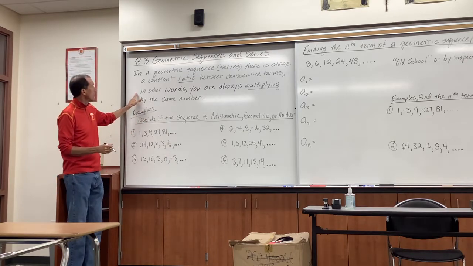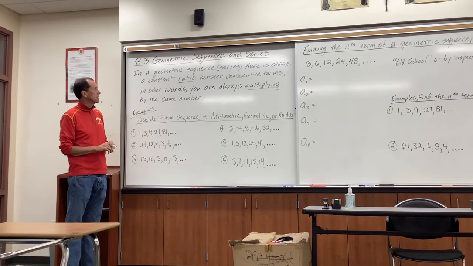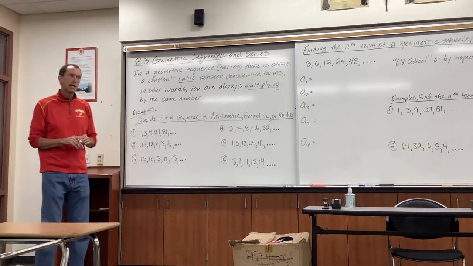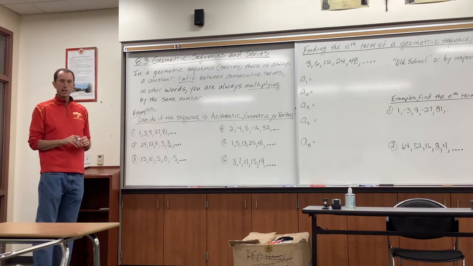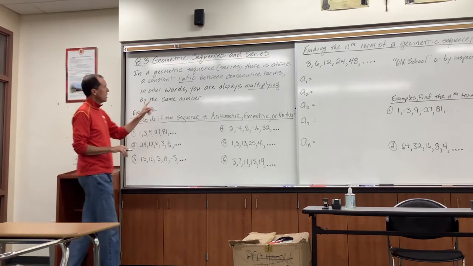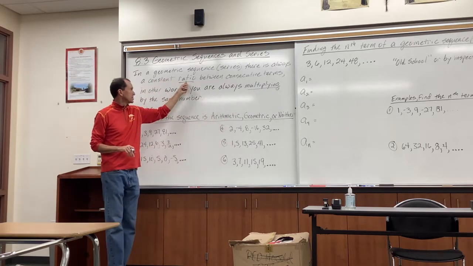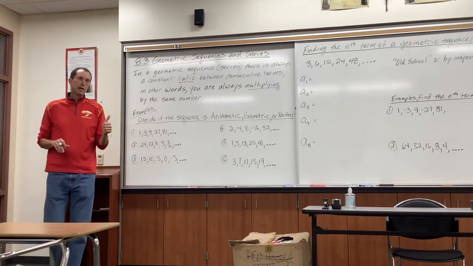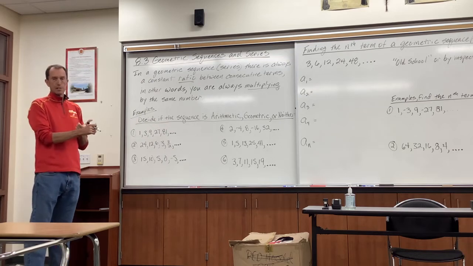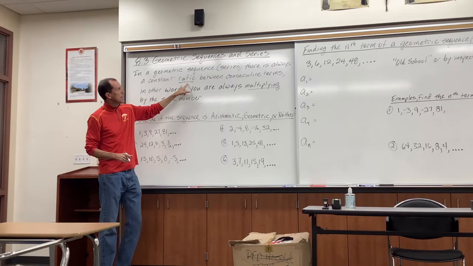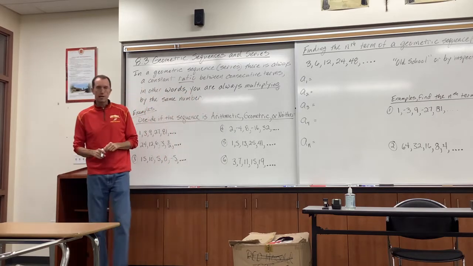Today we're going to talk about what's called a geometric sequence or series. Geometric meaning that there's a ratio between consecutive terms. So you're always multiplying by the same number to get to the next term, and that establishes a ratio. So for arithmetic, you had a difference. You are always adding the same number to get to the next term. In a geometric, there's a ratio, and you're always multiplying by the same number to get to the next term.